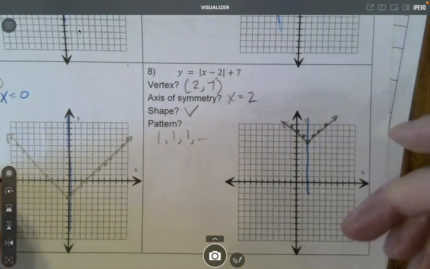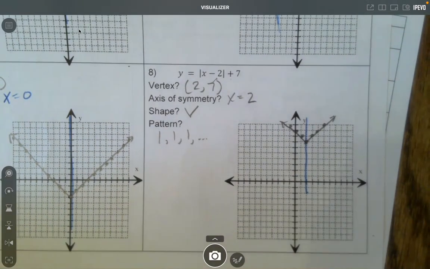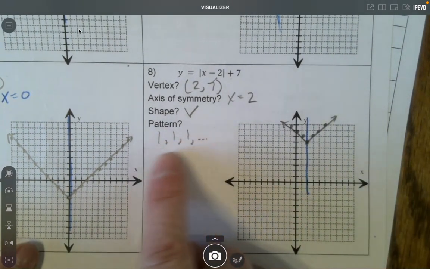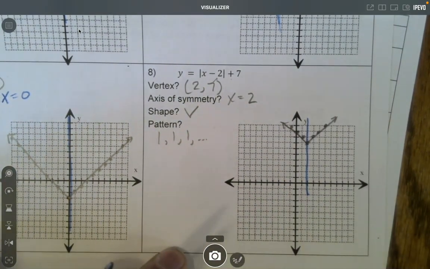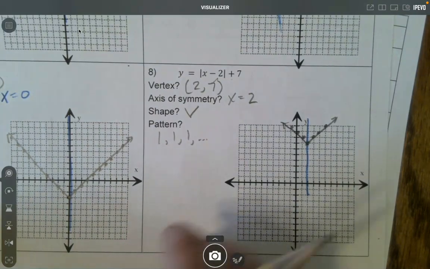So that is it for our 10-4 day 1 notes. Day 2 is going to look a little bit more complicated. We'll look at some different patterns and some interesting stuff going on. Good luck on your assignments, and please ask for help if you need it.